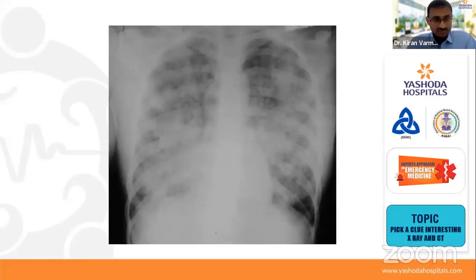Now this is a picture of ARDS. This is not a pulmonary edema. Now I would like to ask, how do you differentiate between these two, ARDS chest X-ray and pulmonary edema chest X-ray? So how do you differentiate between these two? If you know the differences, then tell me, Sandeep G.